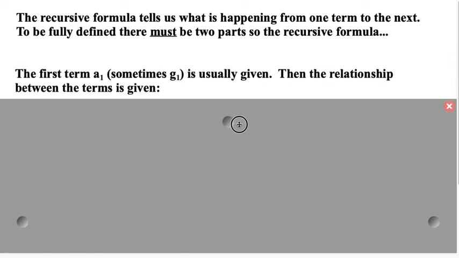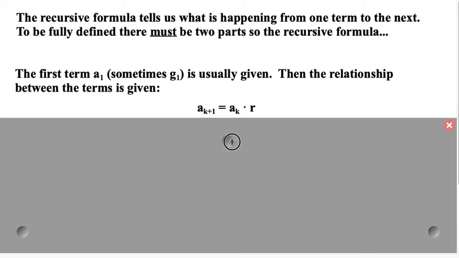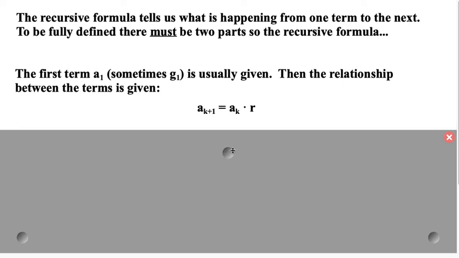So the recursive formula tells us what is happening from one term to the next. To be fully defined, there must be two parts. This is just like in arithmetic. The big difference, well, there's not a big difference here. We must be given the first term. The relationship between the terms is then given. Instead of adding or subtracting, you can see that we're multiplying by the constant ratio. Sometimes we'll write this as R a sub k, same idea.